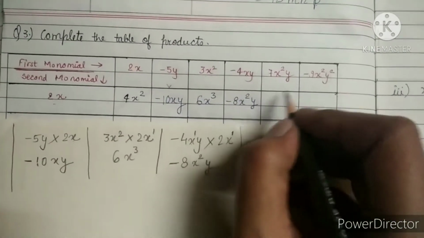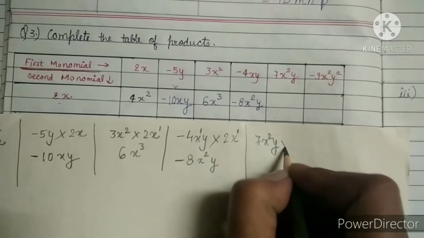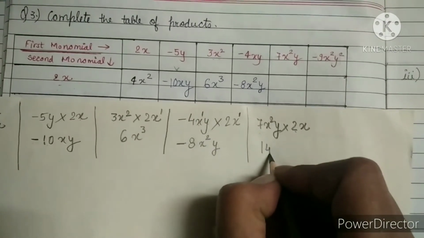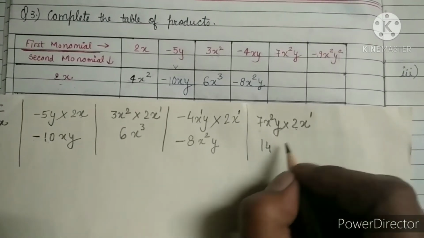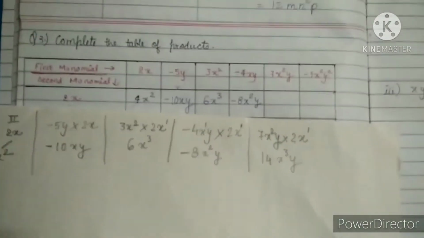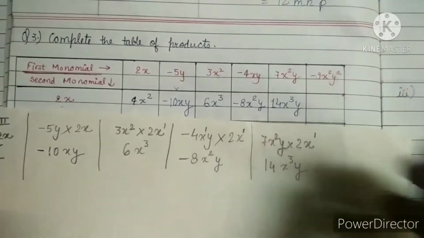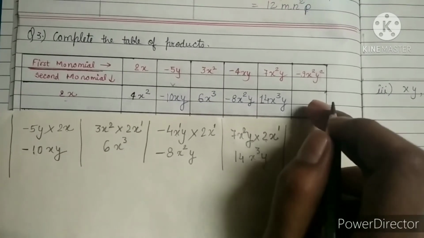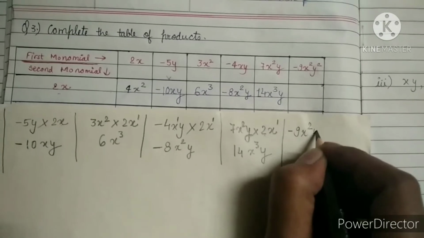Now next cell, the first monomial is 7x square y and the second monomial is 2x. So 7 2s are 14. Here x is to power 2 and here x is to power 1, so 2 plus 1 is 3. So x is to power 3 and y will remain same. So here we have 14x cube y.